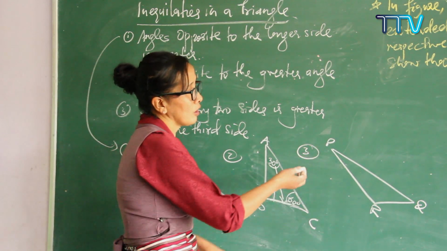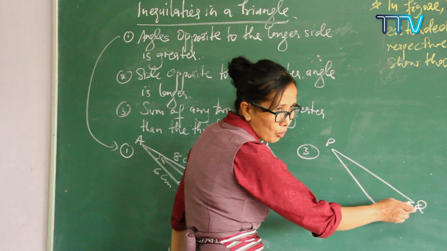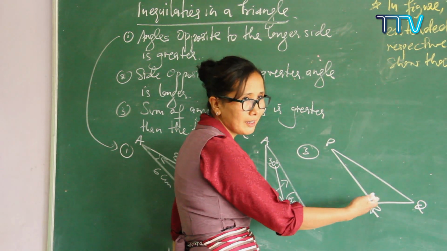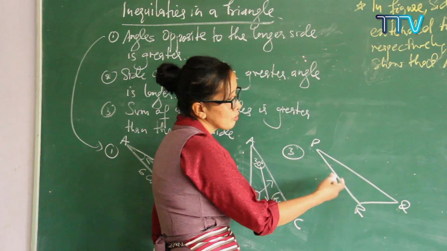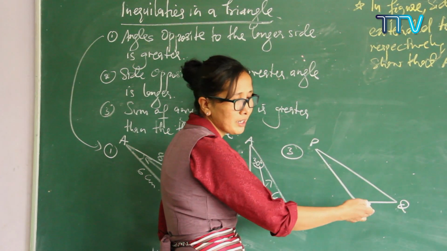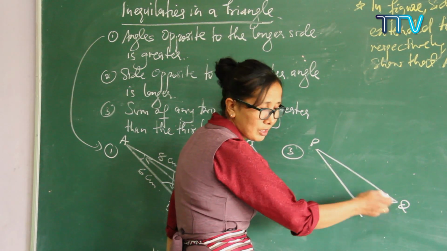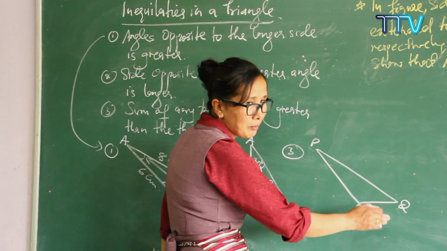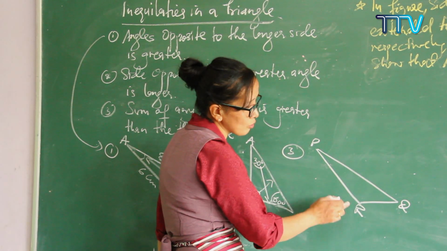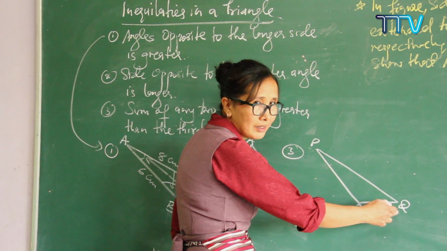If this is your home, and this is your school, and this one is your temple. So if you have to reach here, your home, you can have two ways. Either you can go direct on this line segment, or you can just go like this. You can go to the temple and then there's another way like this.